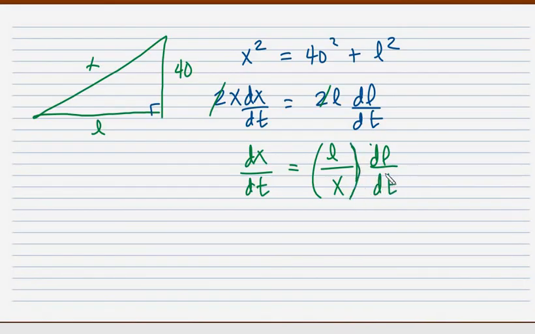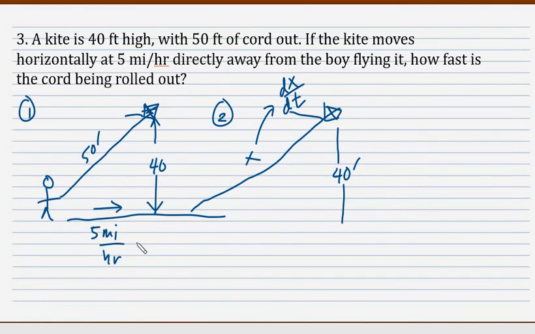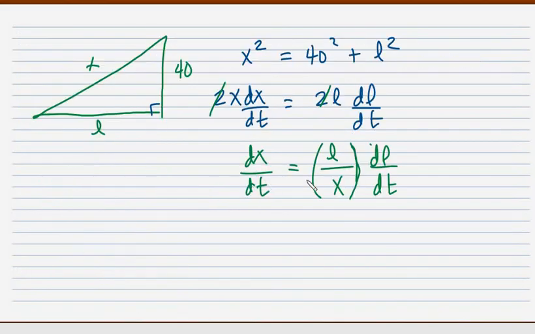Okay? So, we already have the derivative of L with respect to t. That's how fast the kite is moving away from the boy, 5 miles per hour. Now, what you want to find out is what is L and x. So, L and x would be solved.